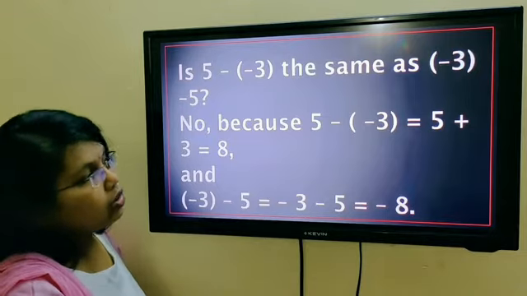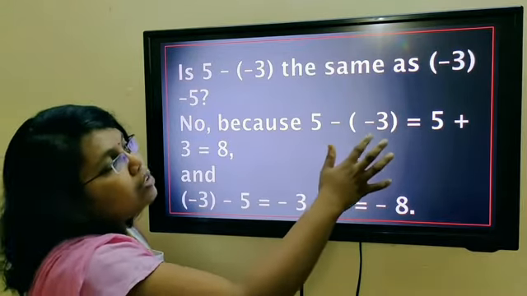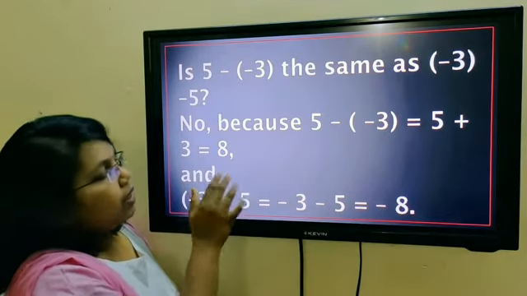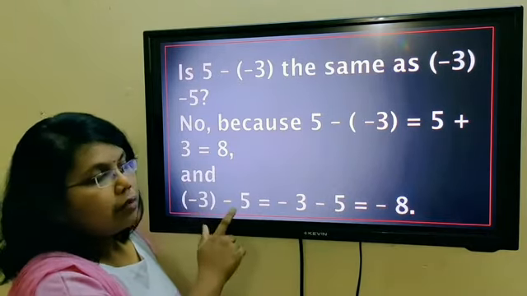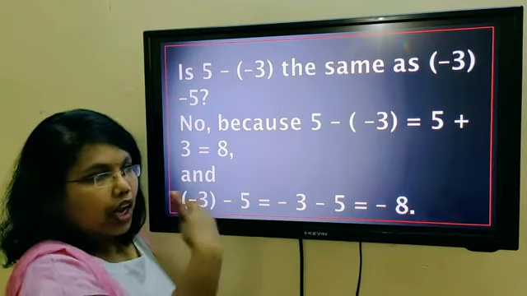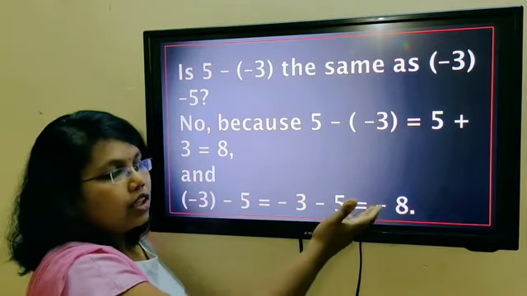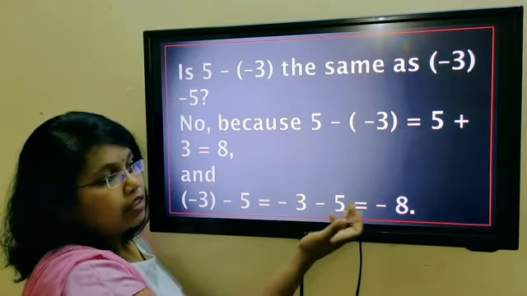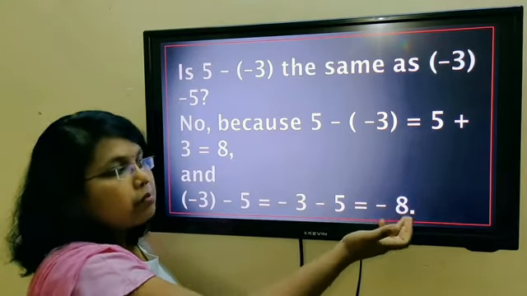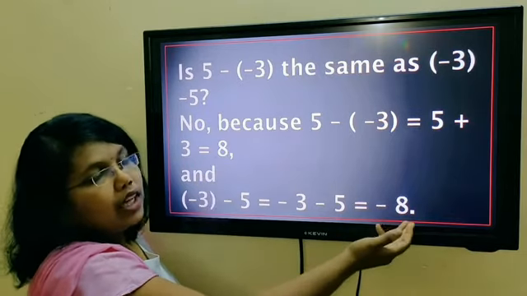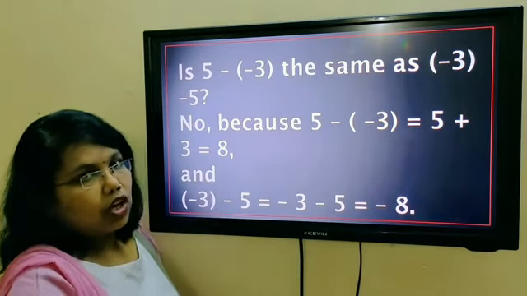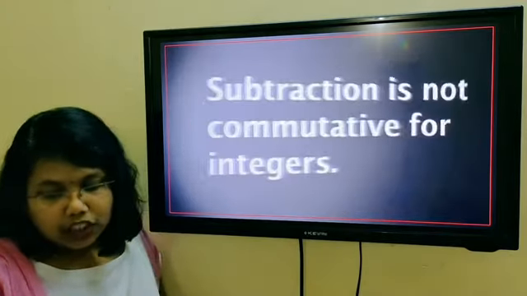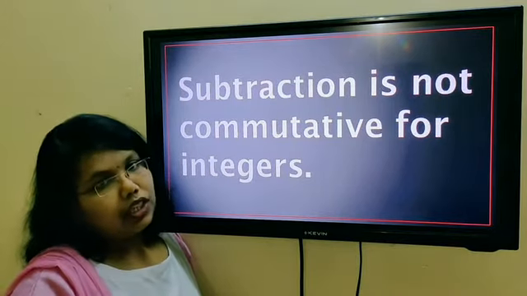Is it so? No, because 5 minus -3 is 5 plus 3, and the answer you get is 8. Whereas -3 and -5 both are negative, so you are adding them, and the answer carries the sign of the number with the bigger absolute value, that is minus. So it is -8. So positive 8 and negative 8, how can they be equal? Not applicable. That is why we can say that subtraction is not commutative for integers.